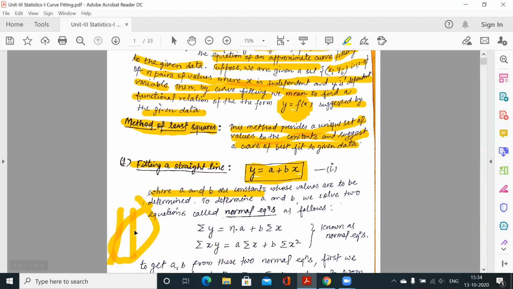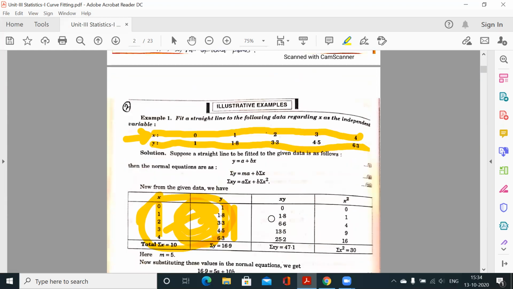Whenever the question says, fit a straight line to the following data regarding x as the independent variable, we have to keep x as the independent variable, and fit a straight line to the data. Y is the dependent variable, x is independent. We have to fit one straight line, that means y is equal to a plus bx. So this relation we have to fit to this data. The question is, what is a and what is b? These constants we have to identify.